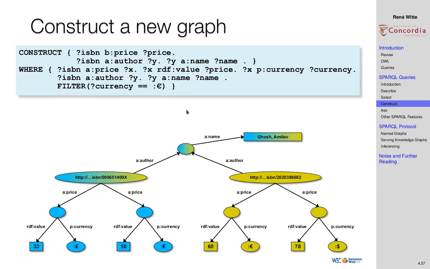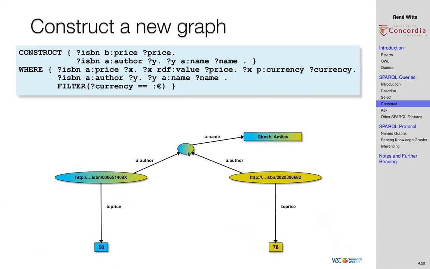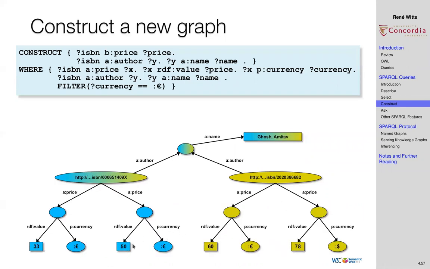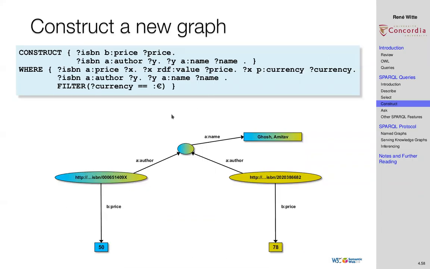So now, if you run this against the graph given here, you'll get a new graph that looks like before. It has the book and the author, but now the price is a much simpler property. So we have the book, the price, and the value in euro. The 50 and the 78 was the one that was connected to the euro currency. So construct is quite powerful and can be a bit complicated to use, but this is a way to create a completely new graph out of an existing graph.